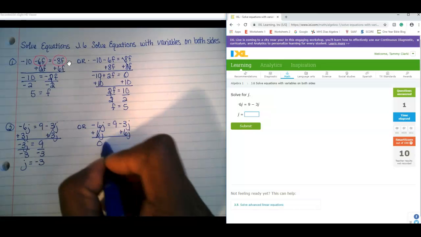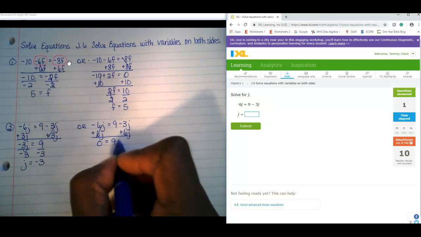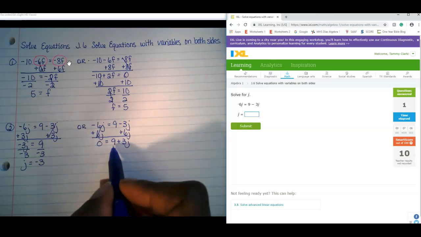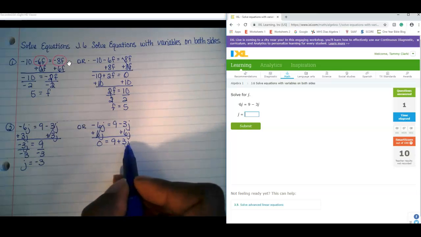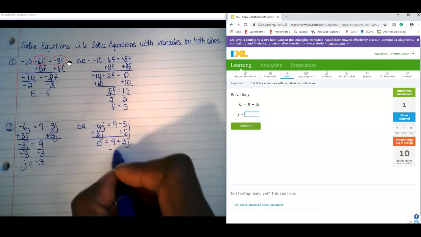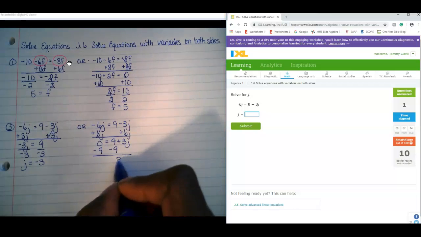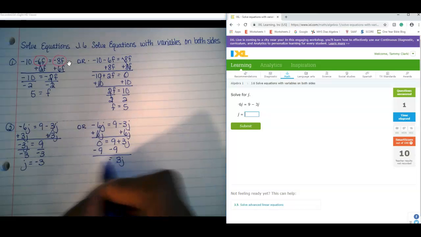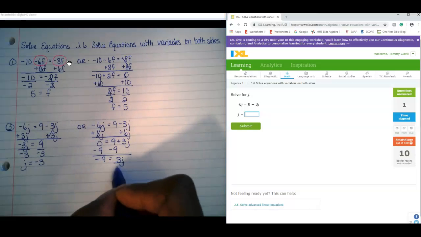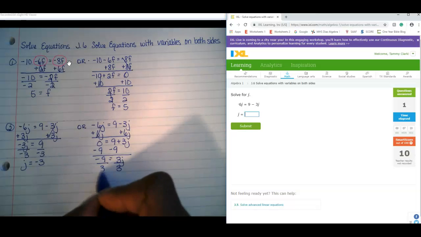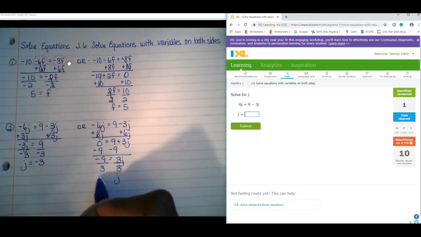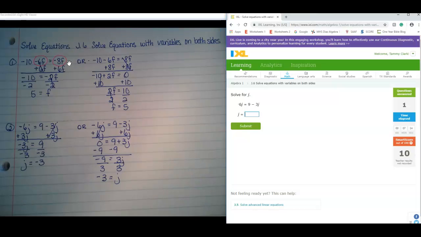So that leaves me 0 is equal to 9 plus 3j. I don't want the numeric and the algebraic term on the same side, so I'm going to subtract 9 from both sides of the equation. That leaves me 3j is equal to negative 9. I'm going to divide by 3 on both sides of the equation, and that gives me negative 3 is equal to j.